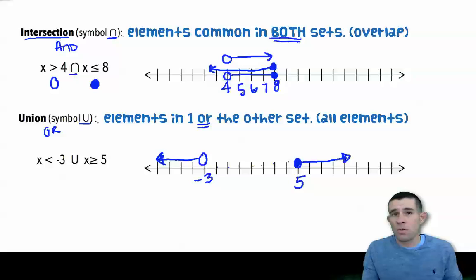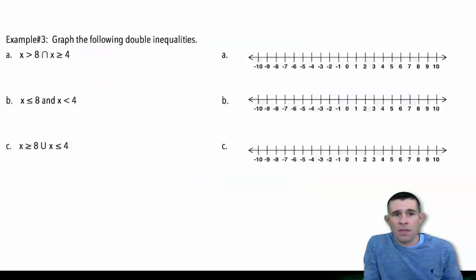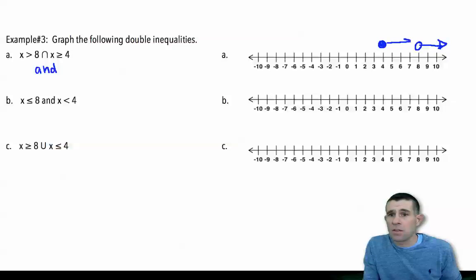Let's take a look at a few more examples. Example A, we see that we have this intersection sign, so this is the overlap of these two sets. We want all the x's that are greater than 8, so open circle here at 8 and everything extending out here to the right. And we want everything that is greater than or equal to 4, so a closed circle here at 4 extending out here to the right.